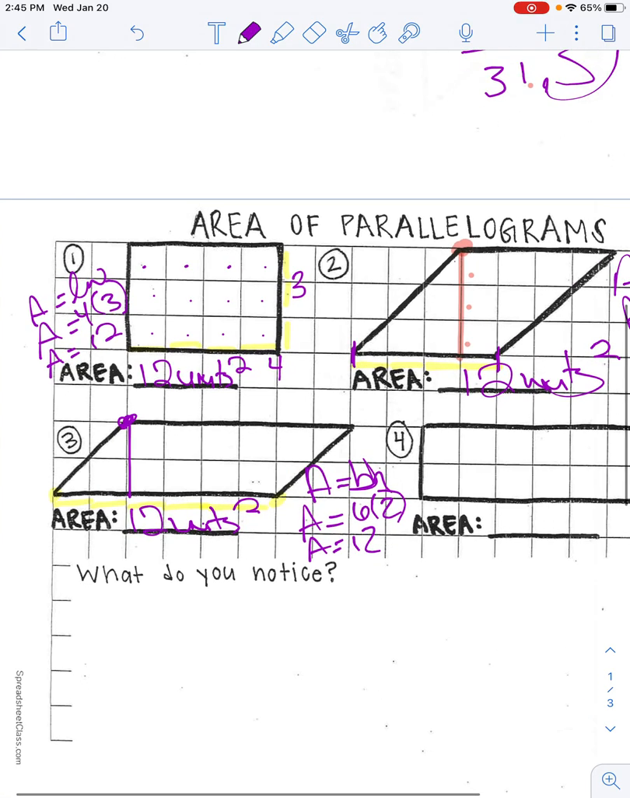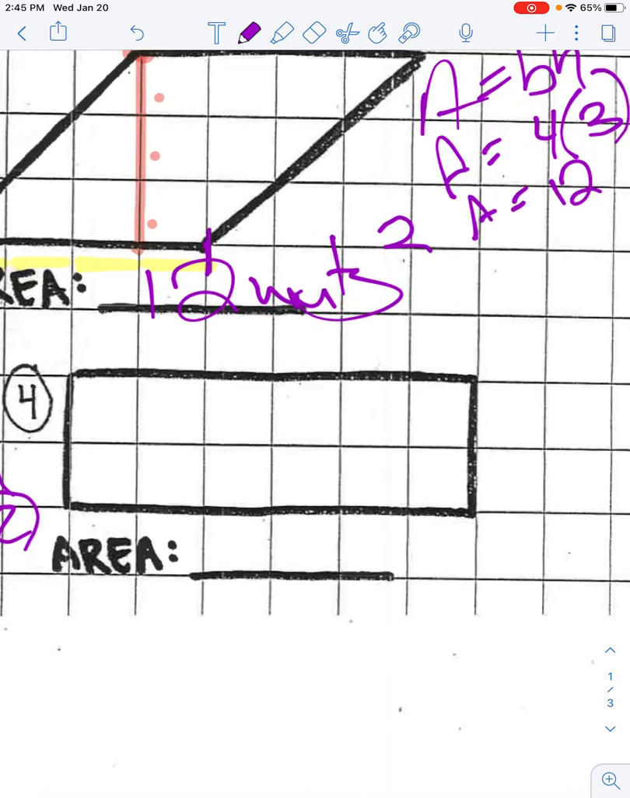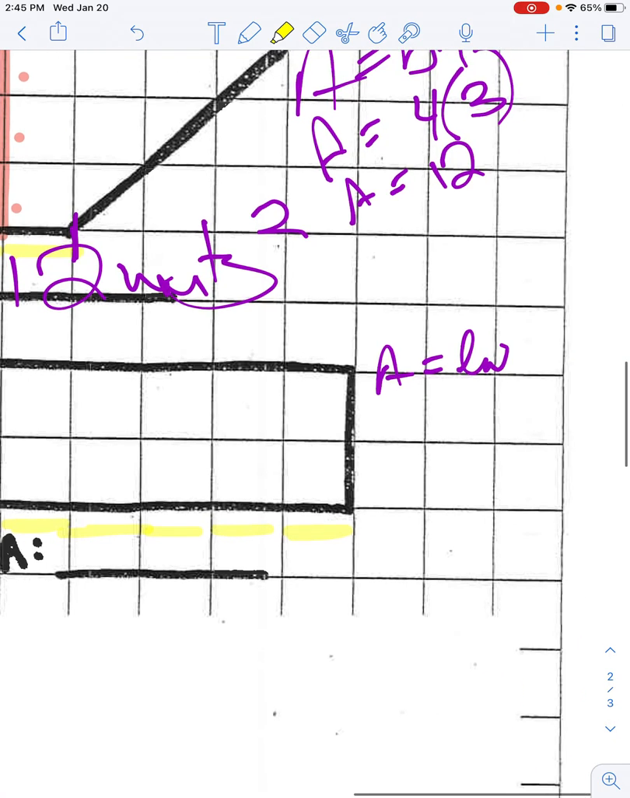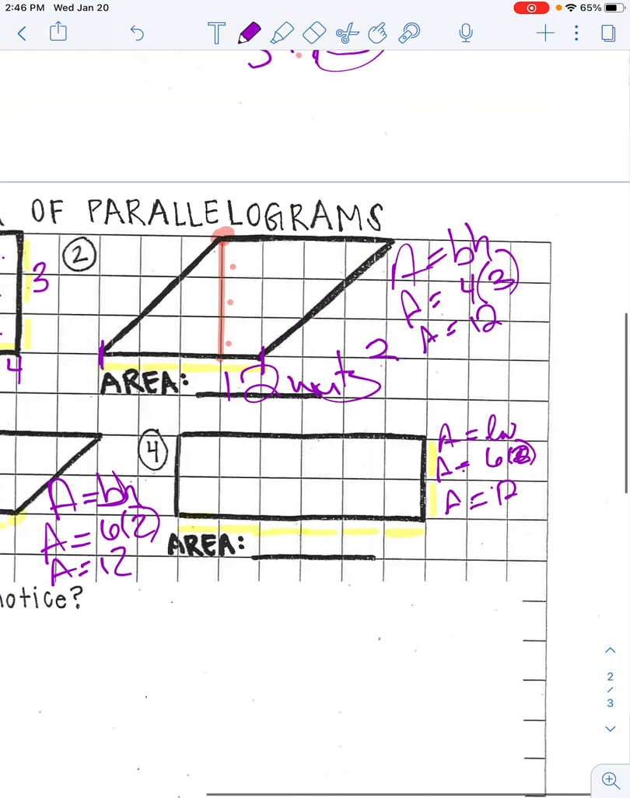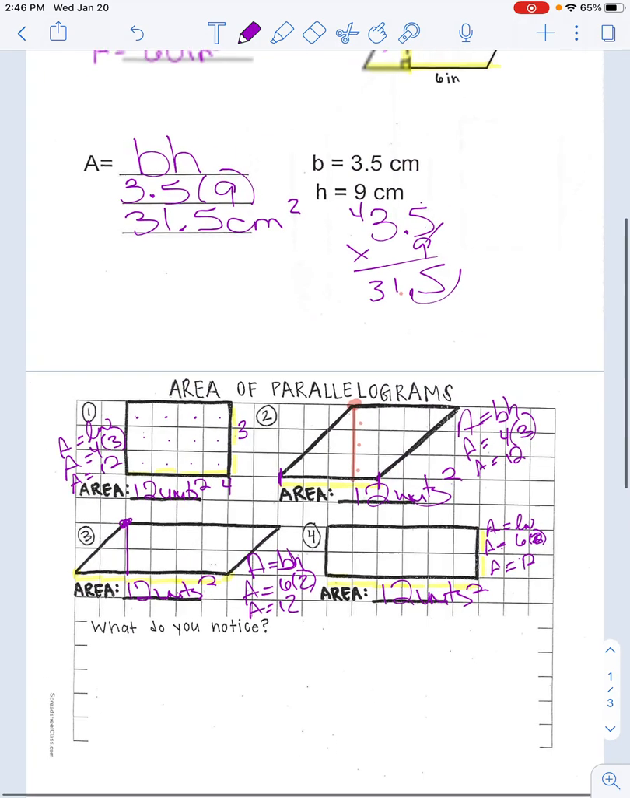So look at how different the shapes are, how large, small they all are, and we're all getting 12 for each one of these. And then the rectangle, length times width. Again, you're going to count 1, 2, 3, 4, 5, 6 for the length and 2 for the width. 6 times 2 again is 12. So we have 12 units squared.